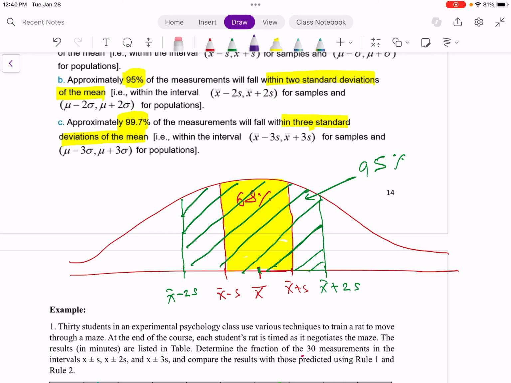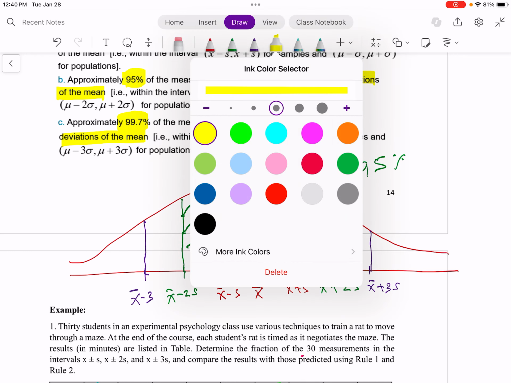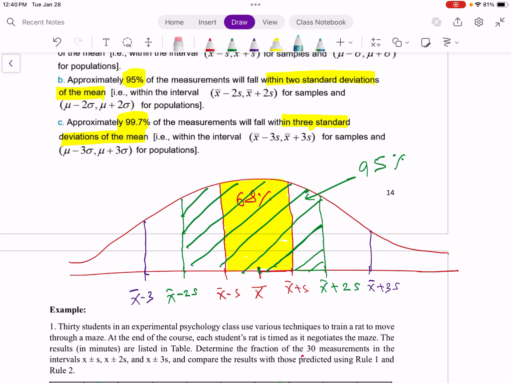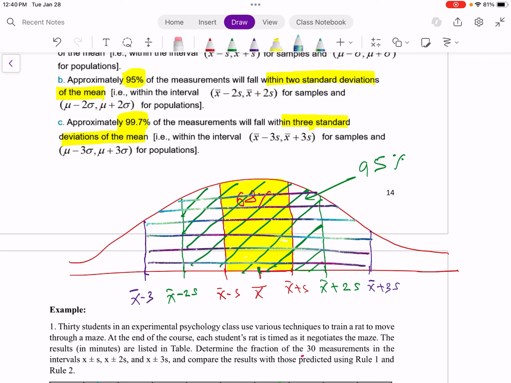Now three standard deviations. Let's say this is x bar plus 3s and this is x bar minus 3s. So from here to here, this region, this is three standard deviations. And what percentage of the measurements do we find within three standard deviations? We find 99.7% of the measurements.